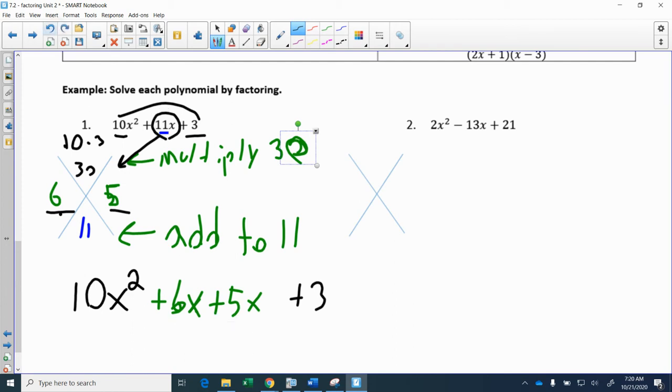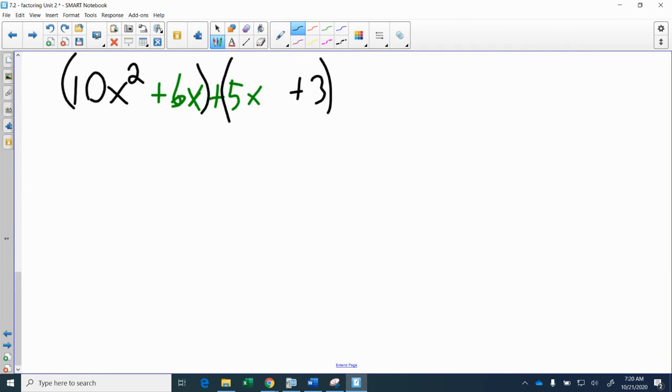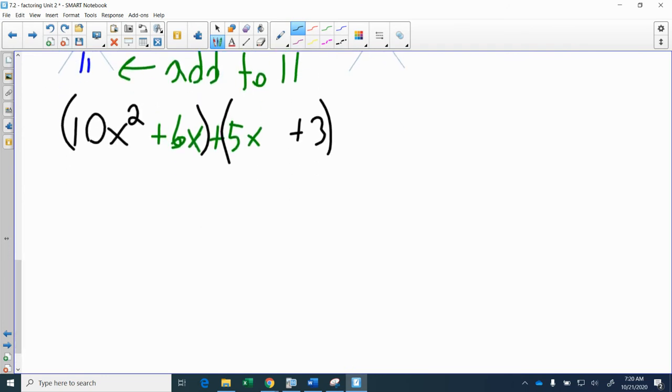At this point, what I can do is follow the same steps we did yesterday. I'm going to group the first two and the last two together, and I'm going to take out a GCF. Well, 10x squared and 6x both have a 2 in common and an x in common. So when I do that, 10 divided by 2 is 5. X squared, if I took one of those x's away, is just going to be a single x. 6 divided by 2 is 3. And if I took away 1x, there's none left, so I can close my parenthesis. Okay?